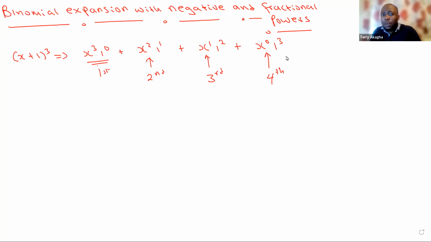But the problem now is that when n is negative, it seems not to end. So for instance, you can keep on going, you can never get to 0 because it's already less than 0. Does that make sense? So you can't have a definite number of terms.